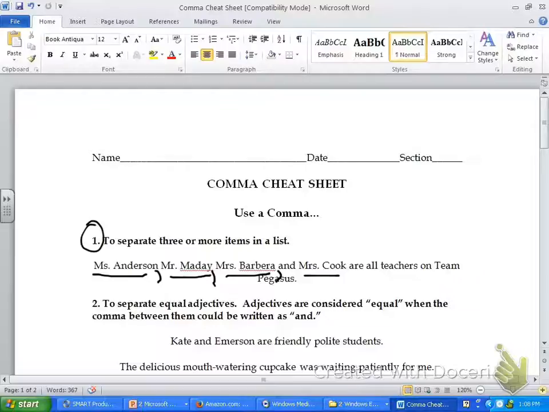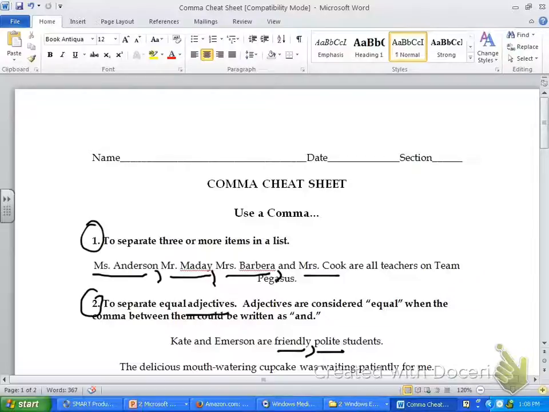Your second rule is to separate equal adjectives. Adjectives are considered equal when the comma between them could be written as and. So if we look at these 2 sentences, Kate and Emerson are friendly, polite students. See if you can point out the adjectives. Friendly, polite. Now we could put a comma here, and that comma could be replaced with the word and. Kate and Emerson are friendly and polite students, but instead we just use a comma.